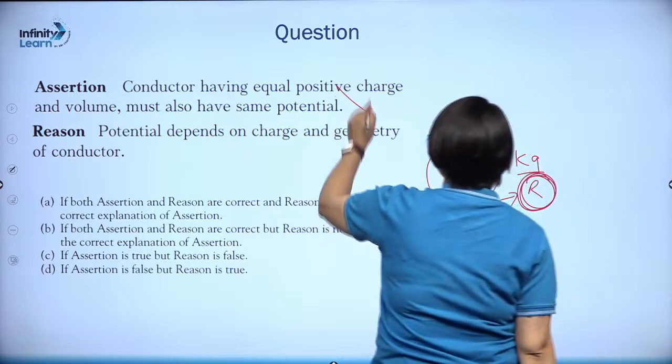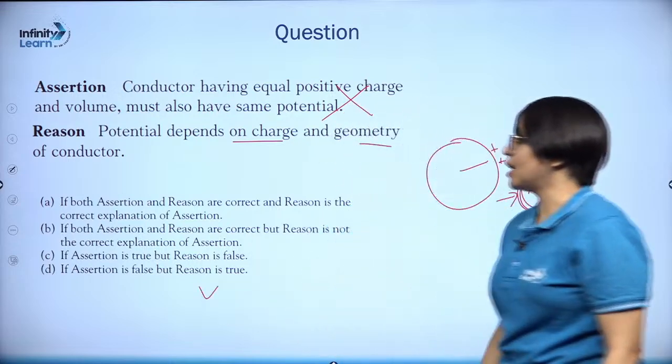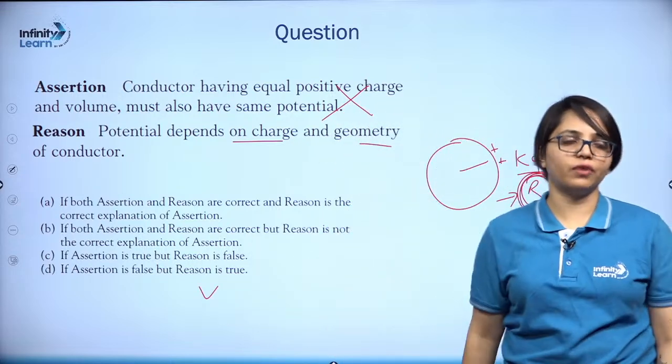So assertion is completely false. Reason is true, right? So correct answer is option D. Assertion is false, but reason is true over here.